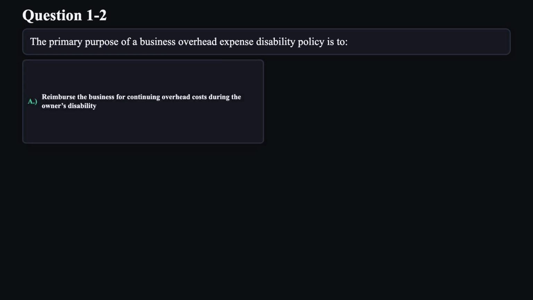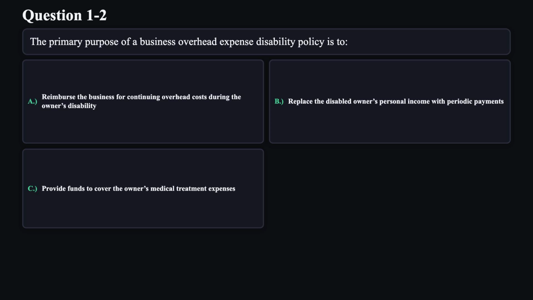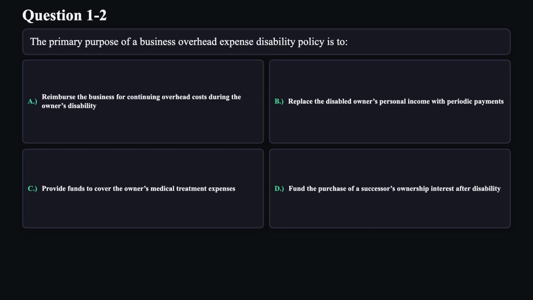A. Reimburse the business for continuing overhead costs during the owner's disability. B. Replace the disabled owner's personal income with periodic payments. C. Provide funds to cover the owner's medical treatment expenses. D. Fund the purchase of a successor's ownership interest after disability.